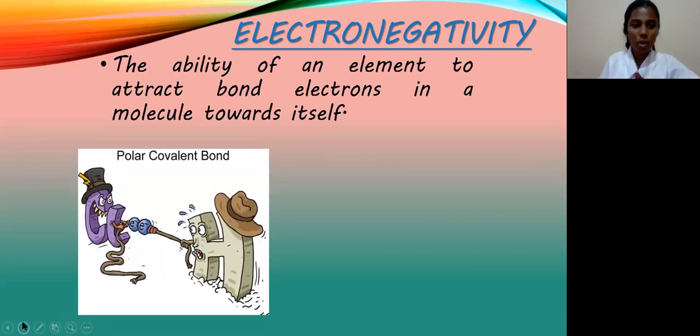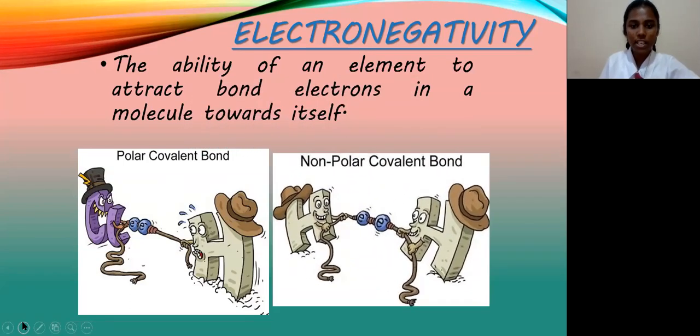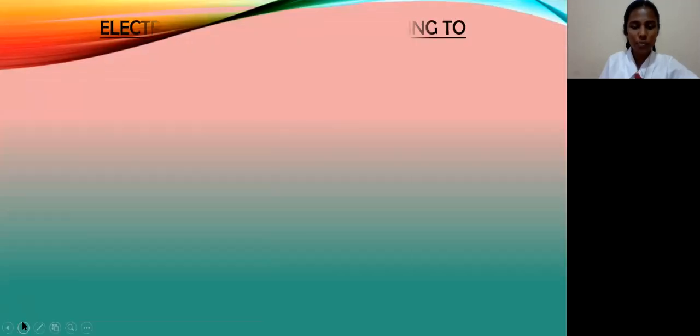A polar covalent bond is a bond between two nonmetal atoms which have different electronegativities. As you can see here, the chlorine atom and the hydrogen atom unequally share their bonding electron pair. A non-polar covalent bond is a bond between two nonmetal atoms which have the same electronegativity. Here, the two hydrogen atoms share their bonding electron pair equally. Let's see the variation of the electronegativity values according to the Pauling scale.